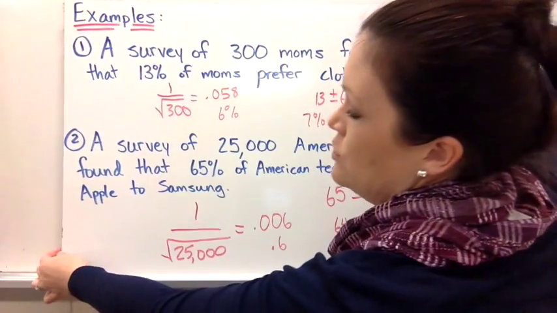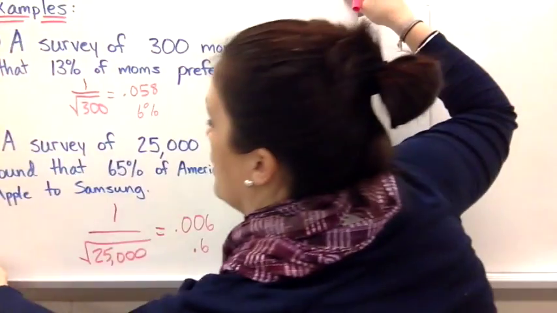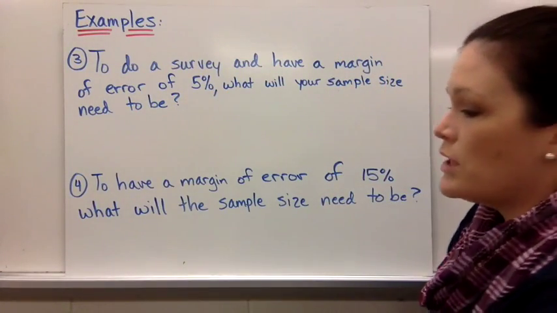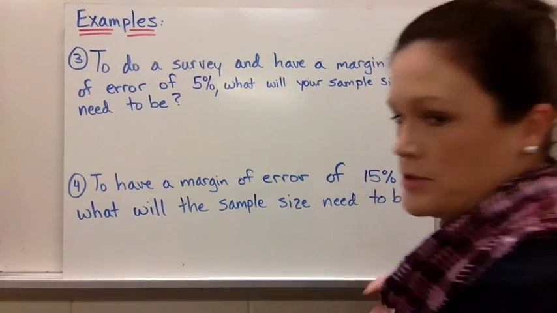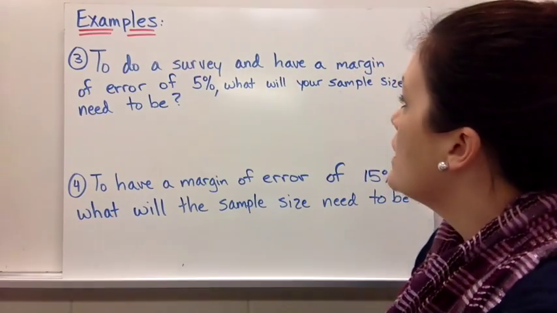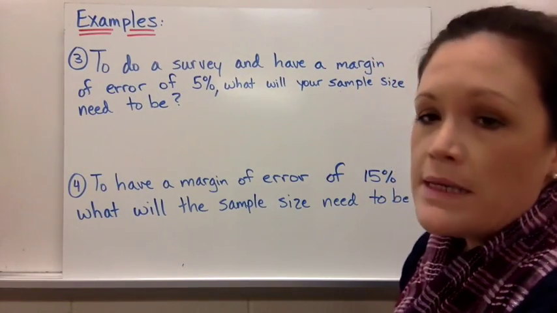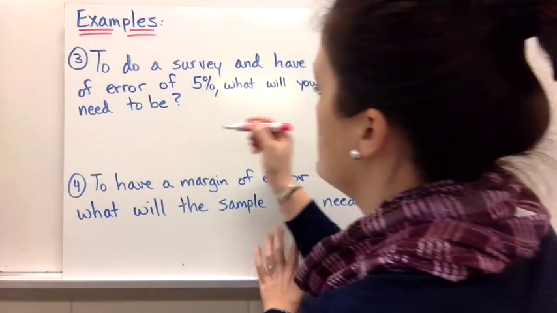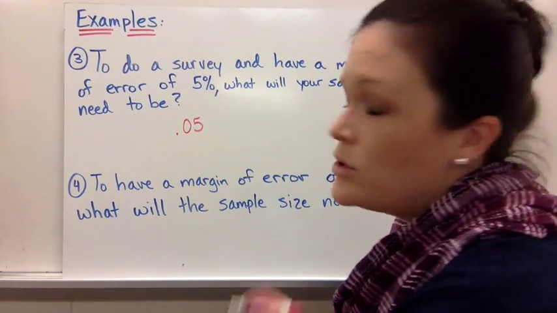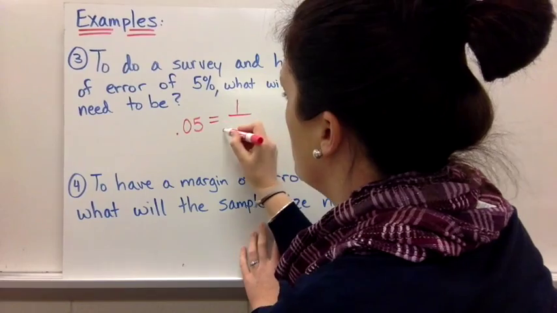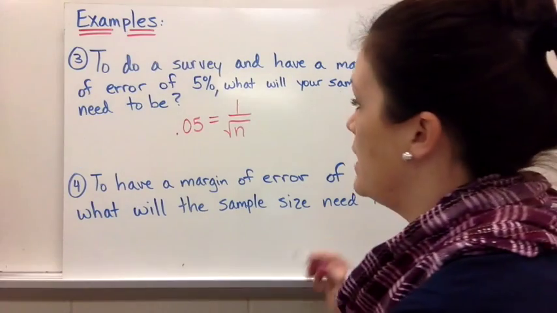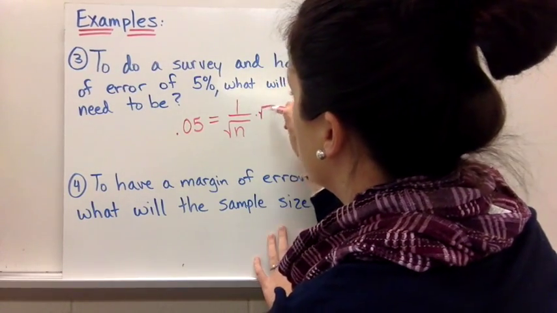So let's look at 2 more examples about what they might ask you about. For these 2 examples, we're trying to figure out what would need to be the sample size if we want to keep our margin of error at a certain percentage. And so to do a survey and have a margin of error of 5%, what would my sample size need to be? That could be a question you're asked. So let's say 0.05. You want to turn the percent back into a decimal and then set it equal to your little formula, 1 over the square root of n, and then we're solving for n to figure out the sample size. So first I would multiply both sides by the square root of n.